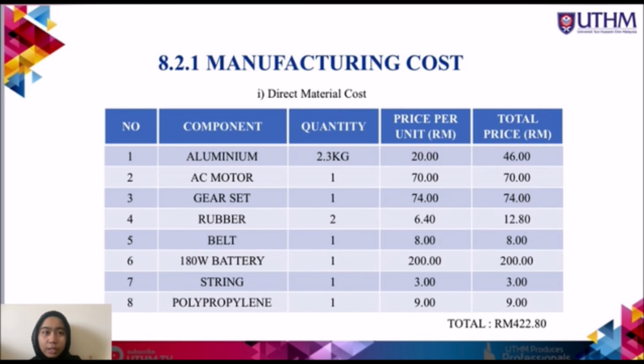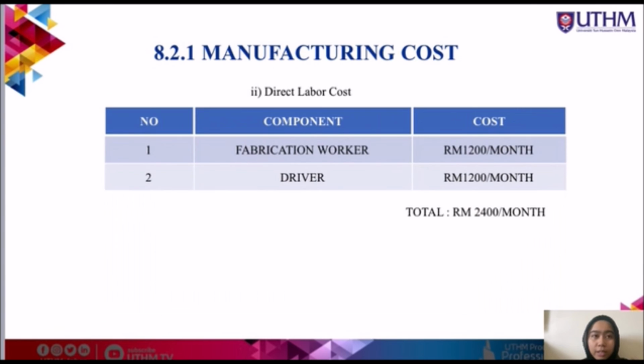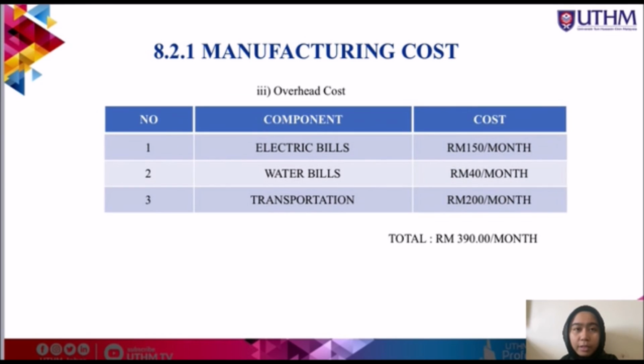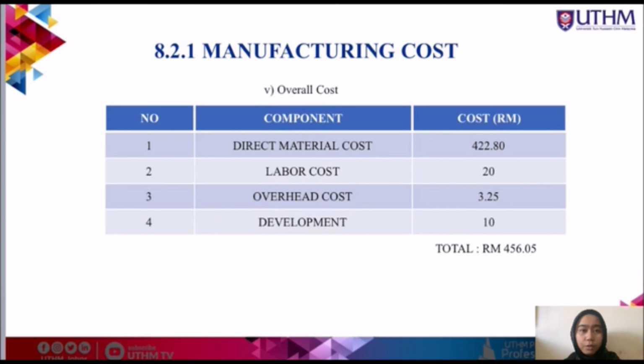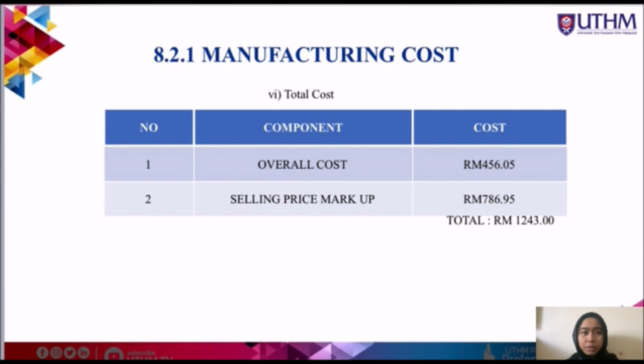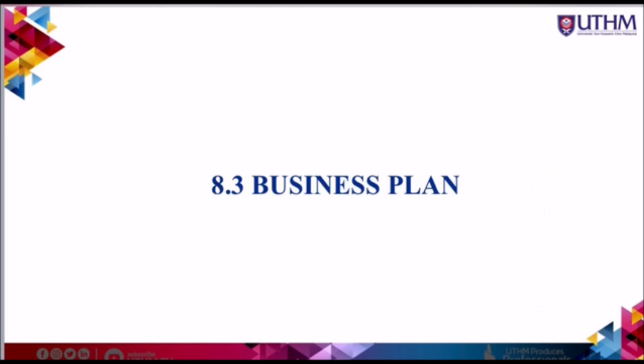Altogether, it costs 422 ringgit and 80 cents. Altogether, it costs 2,400 a month. For overhead costs, altogether, it costs us 390 ringgit per month. Another cost only takes us 10 ringgit per month. Together is 456.5 ringgit. It will be 1,243 ringgit. Next is business plan.